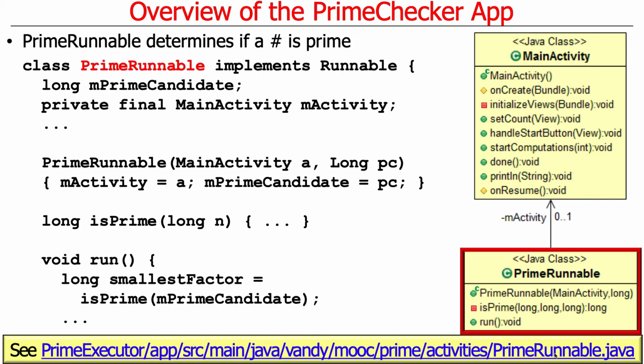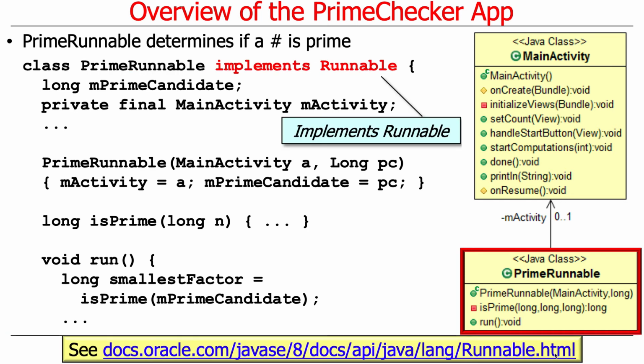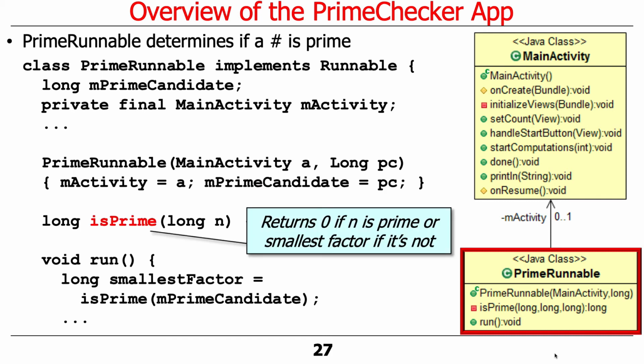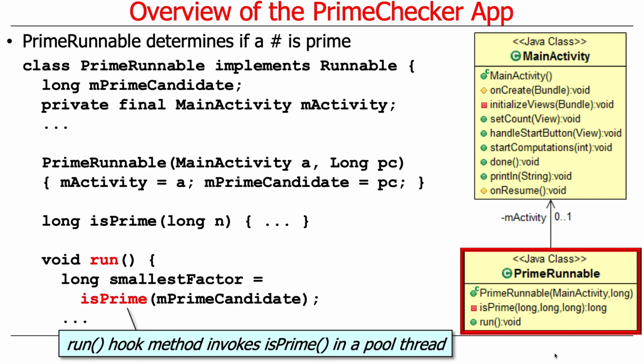Here's what PrimeRunnable looks like. It implements Runnable. So it's got a run hook method. Its constructor stashes away the activity and the candidate that we're checking to see if it's prime, the prime candidate. Here's the isPrime method. We just looked at that. That's the one that checks to see if the number's prime. And then here's the run hook method.